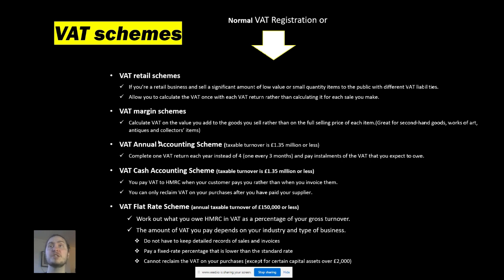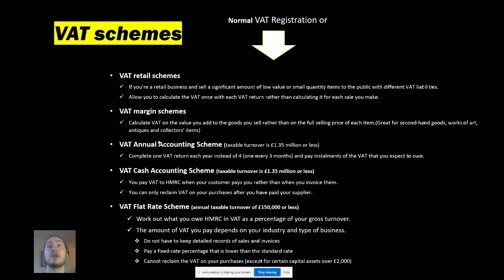Next is the VAT margin scheme, which is mostly beneficial for second-hand goods, works of art, antiques and collector items, and it essentially allows you to calculate VAT on the margin you made on the goods that you resell, rather than on the full selling value.